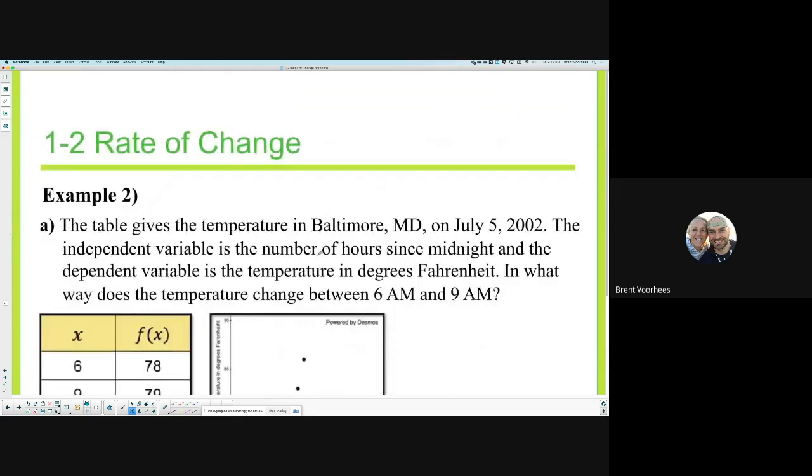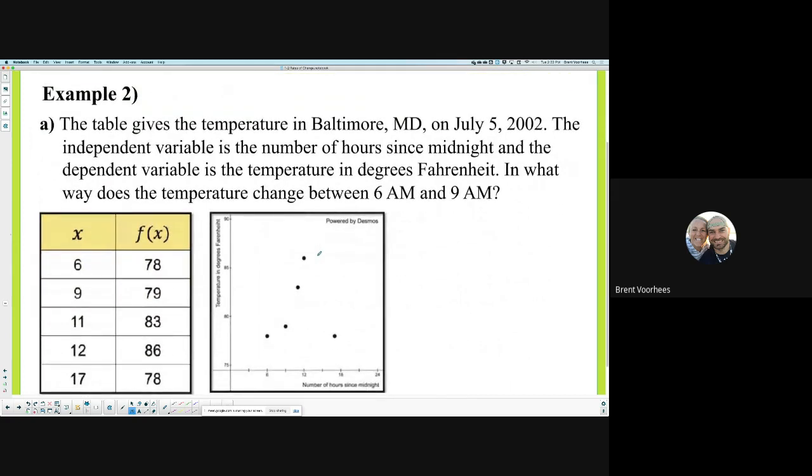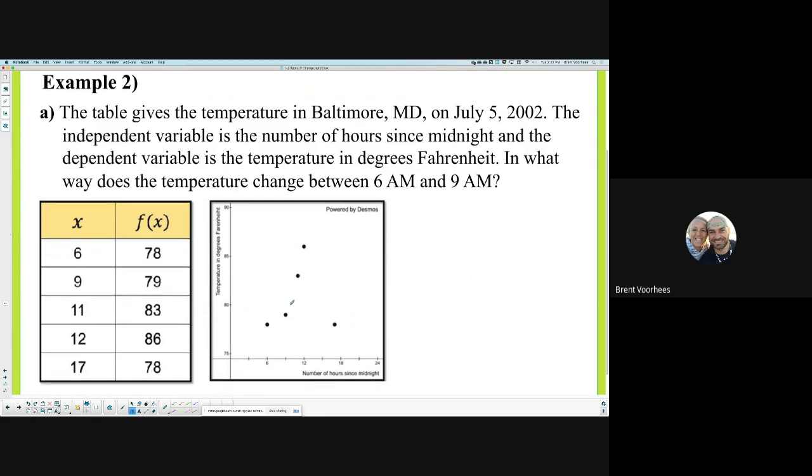Okay? So here, the table gives the temperature in Baltimore, Maryland on July 5th, 2022. The independent variable is the number of hours since midnight, and the dependent variable is the temperature in degrees Fahrenheit. In what way does the temperature change between 6 a.m. and 9 a.m.? So go to your graph, and I want you to connect 6 to 9 a.m. Go to your graph, connect those points. 6 to 9. Now, connect it with the secant line. It means just connect it with the straight line between 6 and 9.